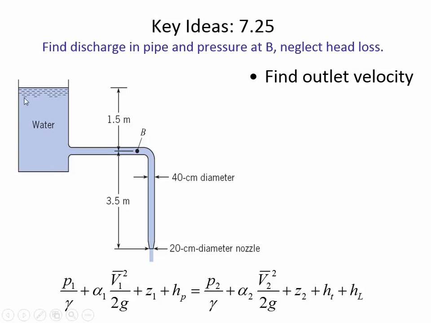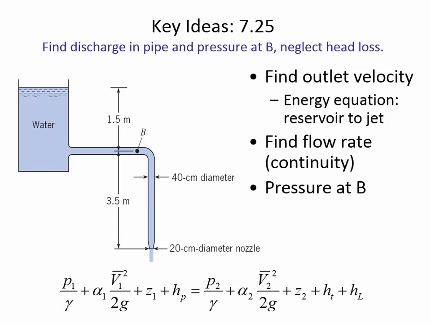Location 1 is the reservoir surface. Location 2 will be the jet outlet. And you can use the energy equation to find the velocity of the flow. So, of course, there's no pump, there's no turbine, there are no losses because it said to neglect head losses. So you're just going to be using essentially Bernoulli's equation, since we've taken out the pump, turbine, and loss terms, to find out the velocity at the outlet. And since you know the diameter of the outlet, you can find the flow rate from that through continuity.